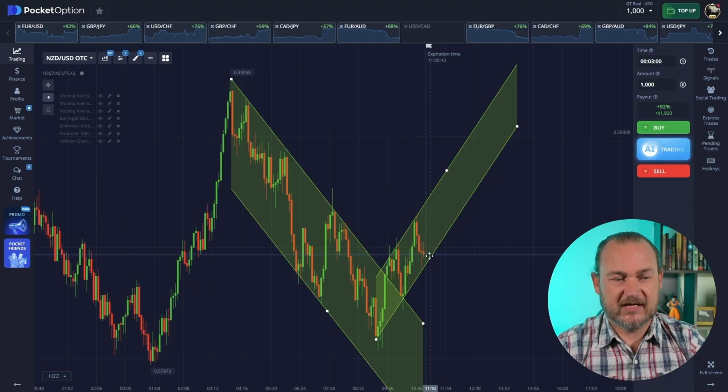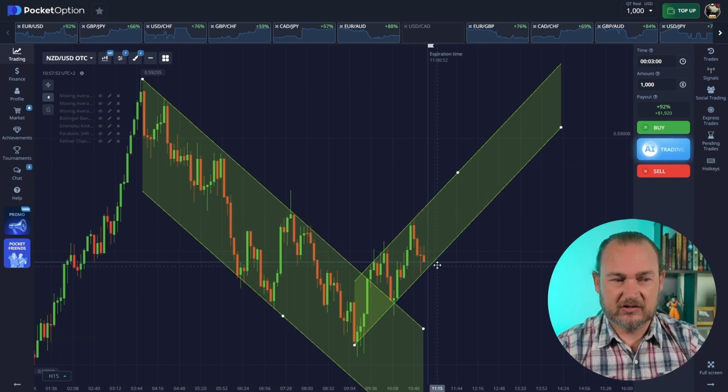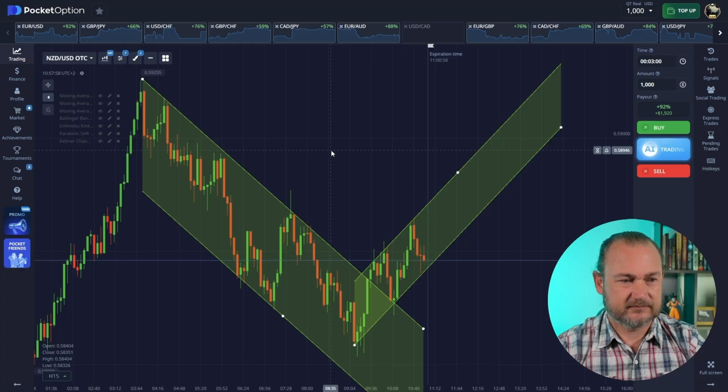So again, now we know, we can see that price is moving in an upwards channel at the moment. It is caught in that channel. Does it mean I'm going to take a buy as soon as it hits the bottom side of the channel? Again, no, I'm not. But here's the thing.